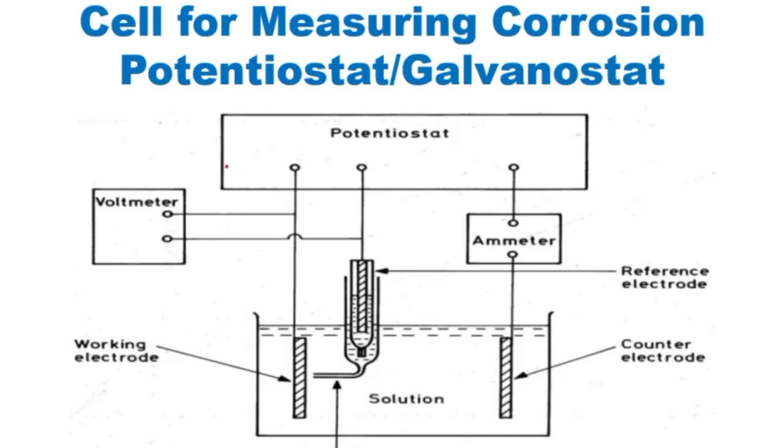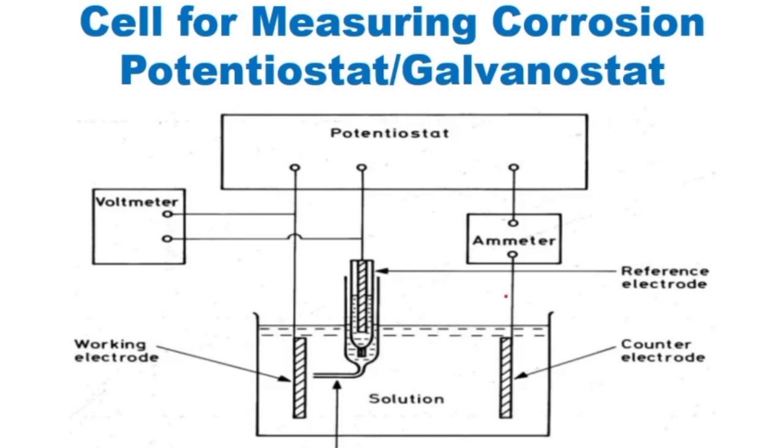Now, let's look at the cell for measuring corrosion potential: the potentiostat or galvanostat. When we talk about the potentiostat, it's a setup that is used to find the redox potential of a reaction and also find the reversibility of a reaction.